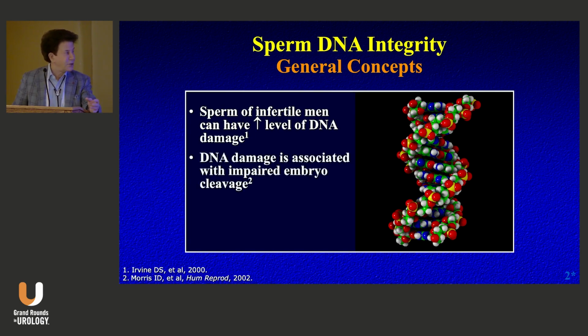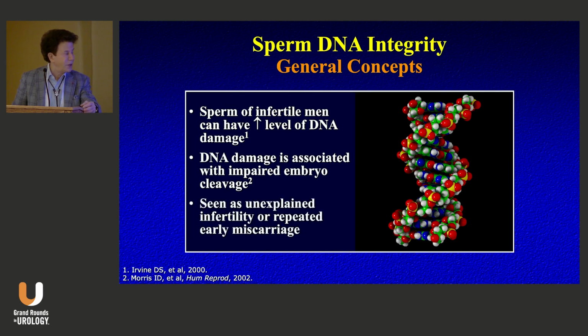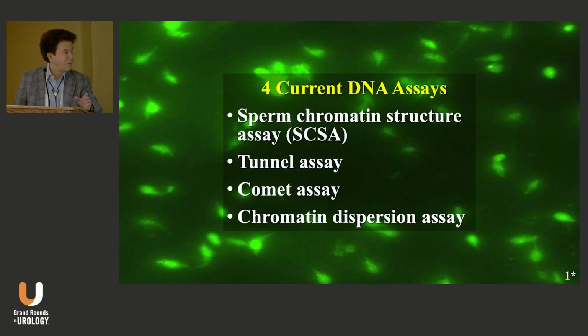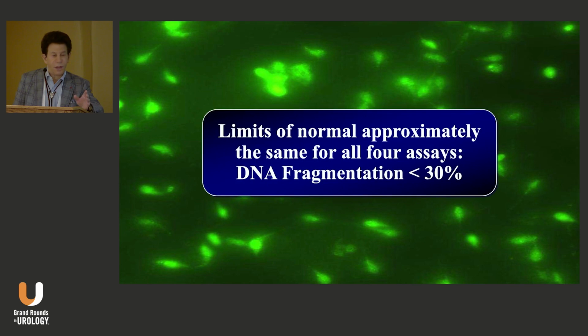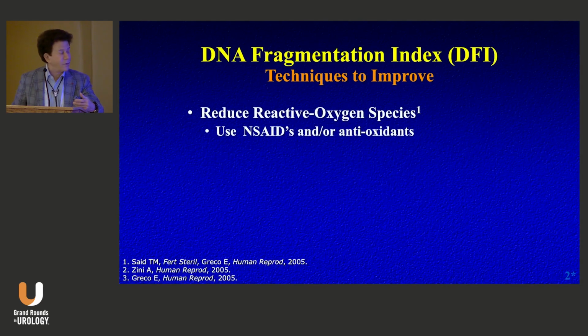And the DNA damage is associated with impaired embryo cleavage, and it's also seen as unexplained infertility or repeated early miscarriage. So if we see a patient and we can't explain why they're not getting pregnant, or if they're getting pregnant and their wives are having spontaneous miscarriages, we will run this DNA fragmentation test. There's 4 different tests available. It's not important to know what they are. It's important to know that they all have the same endpoint, and that is the DNA fragmentation should not be above 30%.